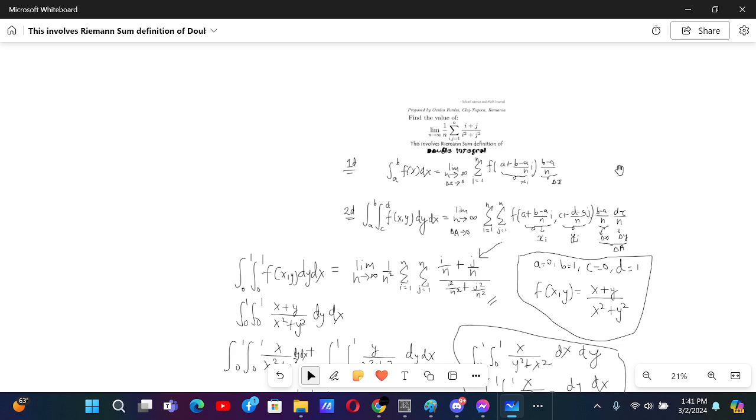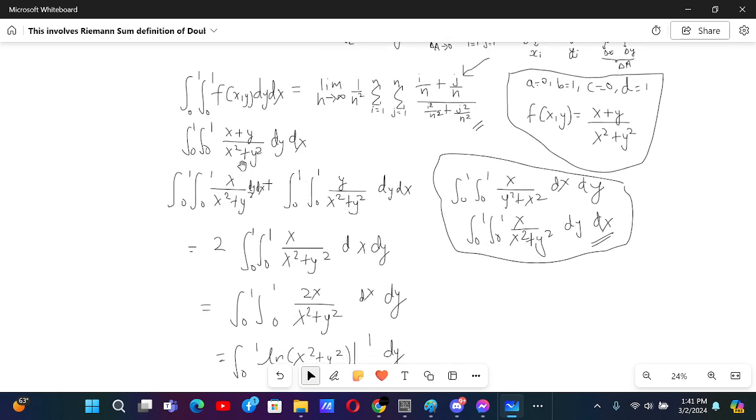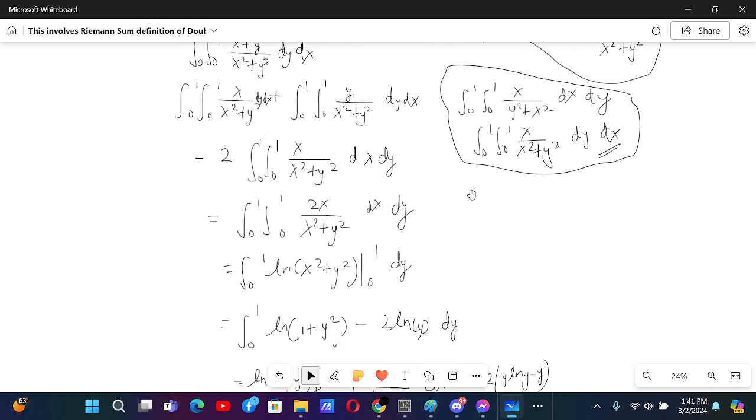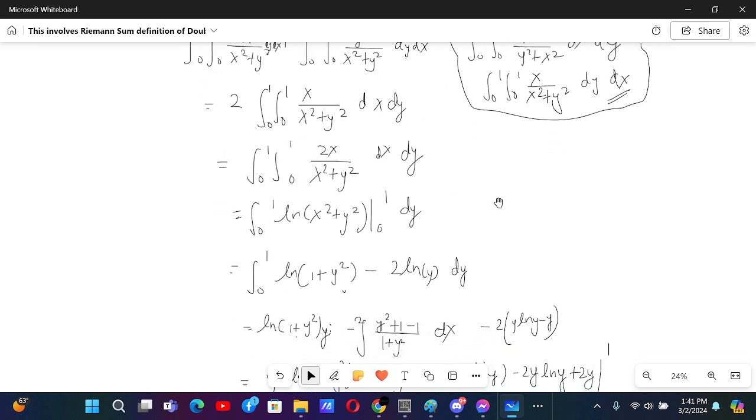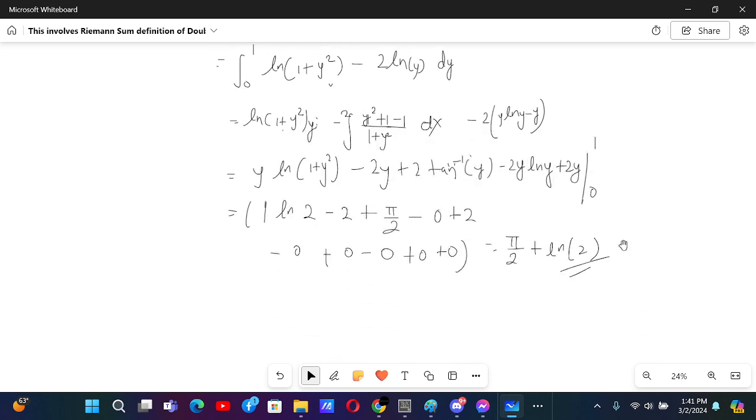To recap the flow of the problem, we first invoked the Riemann sum, and then invoked the symmetry, and then used some substitution steps, and then some integration by parts and limits, and got the answer.